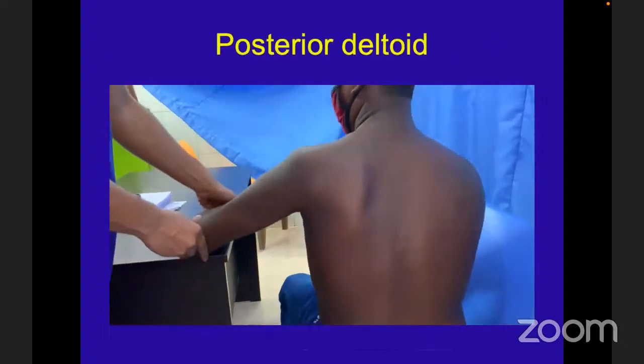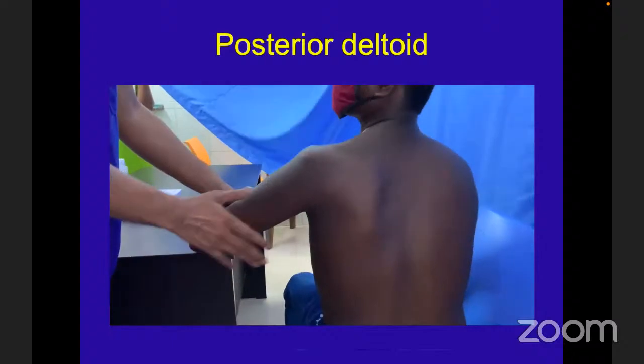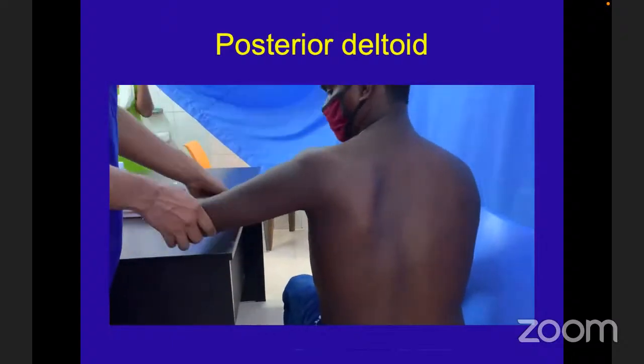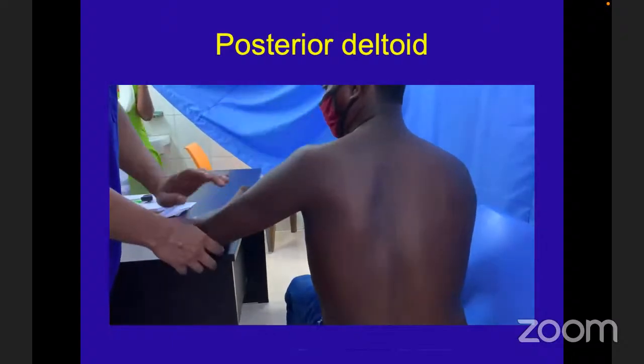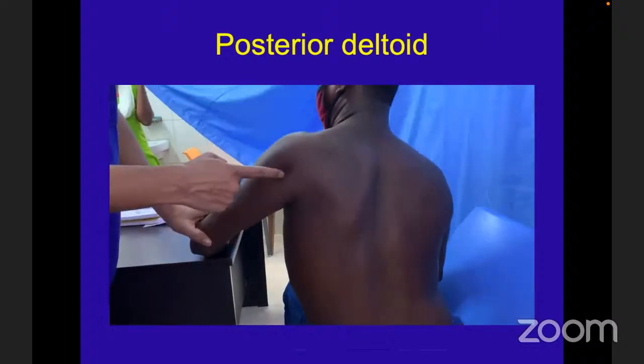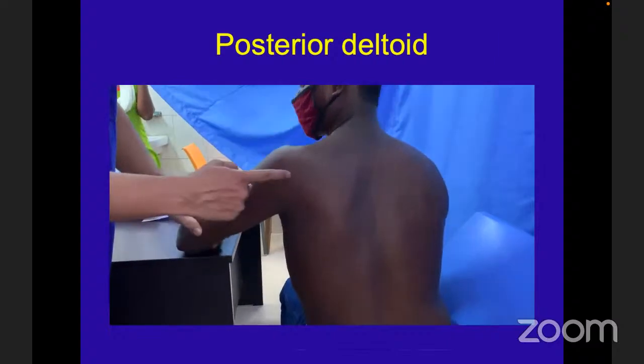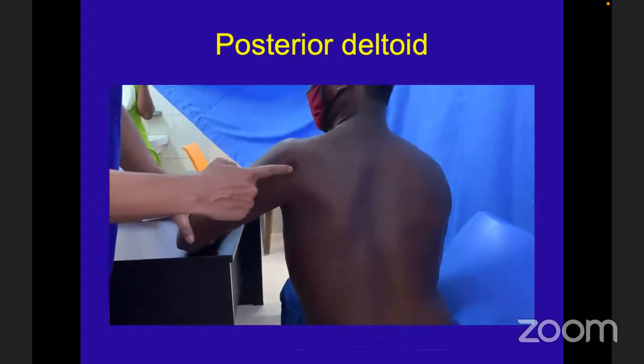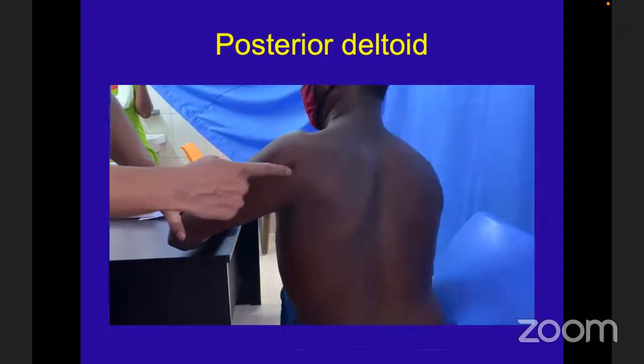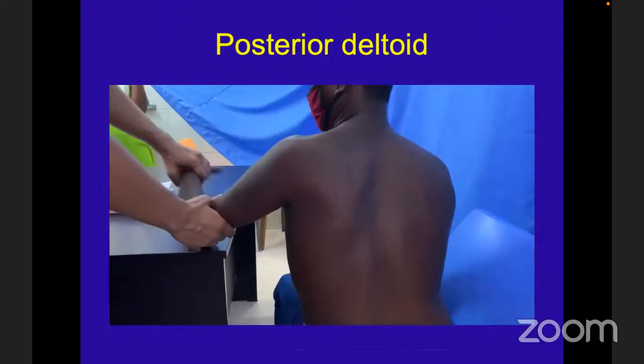And the posterior deltoid is the one which does extension and also retroversion of the shoulder. So one way is to ask him to abduct and at the same time extend. That part of the posterior deltoid does this function. So he has a weakness and also paralysis of the entire shoulder. He cannot abduct and at the same time extend the shoulder.